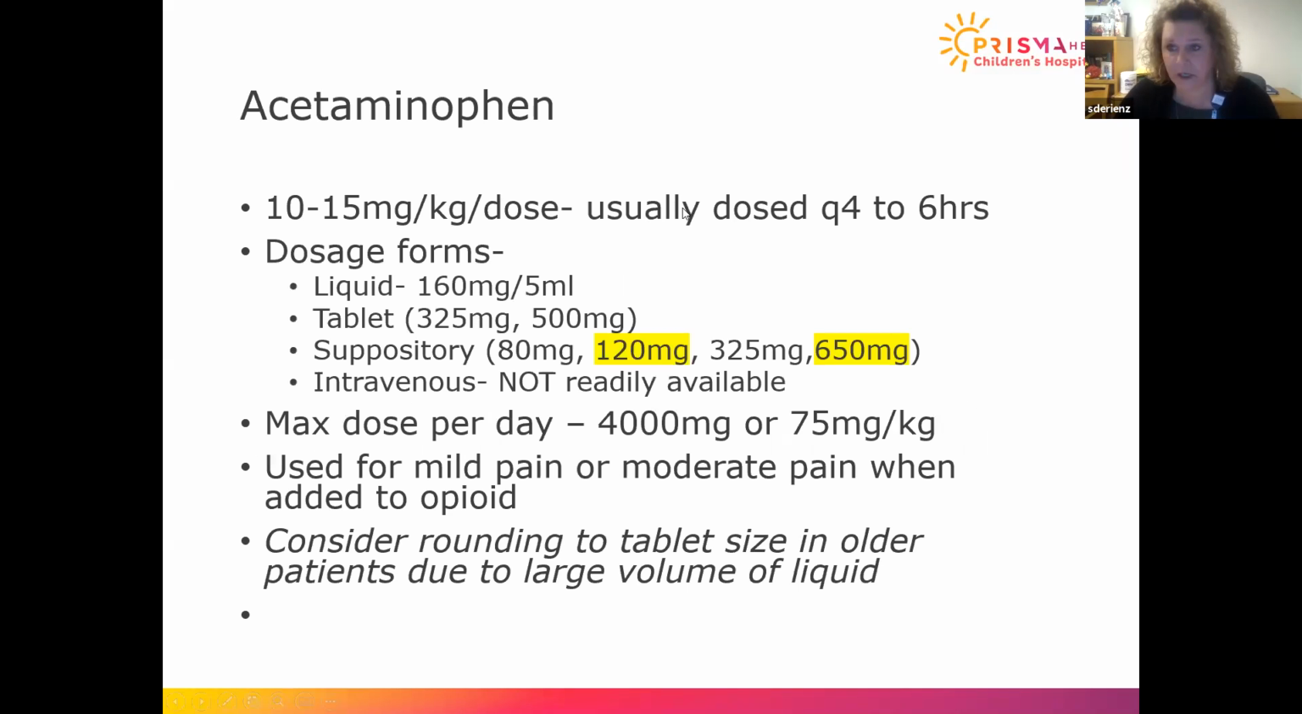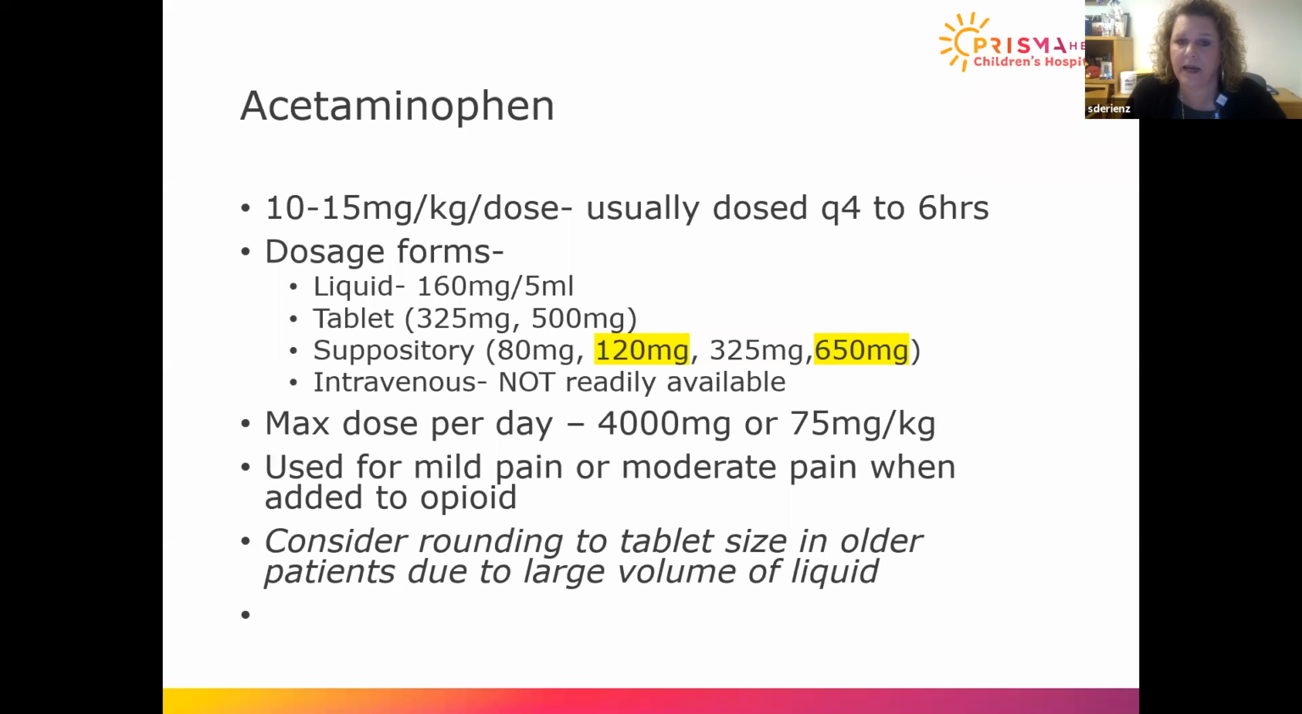So good old basic acetaminophen. Of course, most of you have this memorized, what the dose is. It's typically 10 to 15 mg per kg per dose. We usually dose that every 4 or up to every 6 hours.